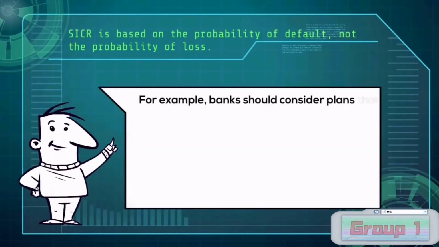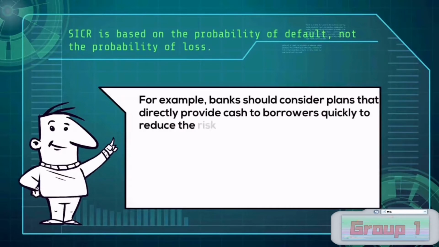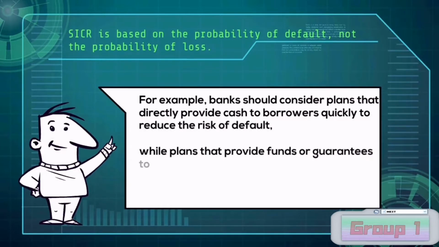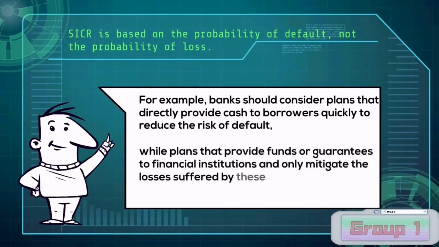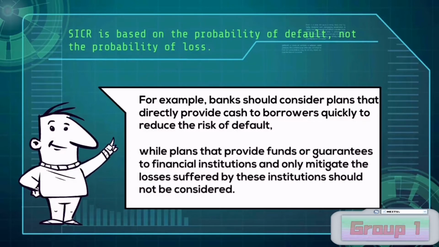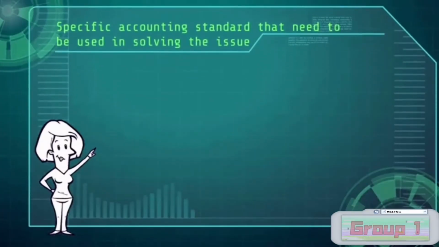For example, banks should consider plans that directly provide cash to borrowers quickly to reduce the risk of default, while plans that provide funds or guarantees to financial institutions and only mitigate the losses suffered by these institutions should not be considered. What specific accounting standard needs to be used in solving the issue?